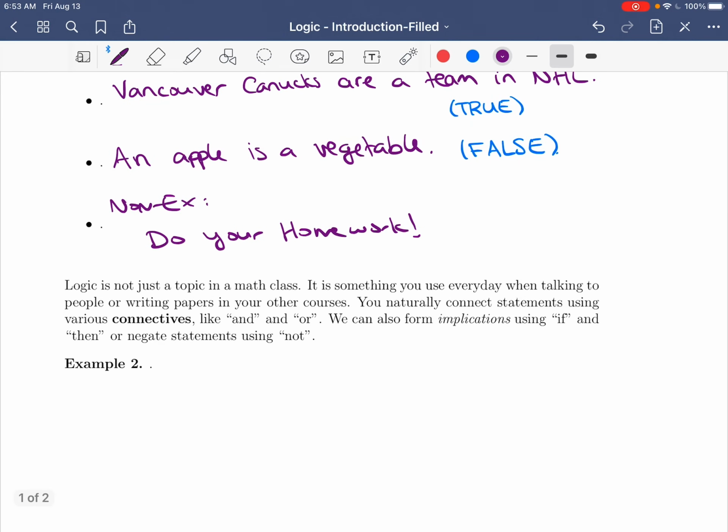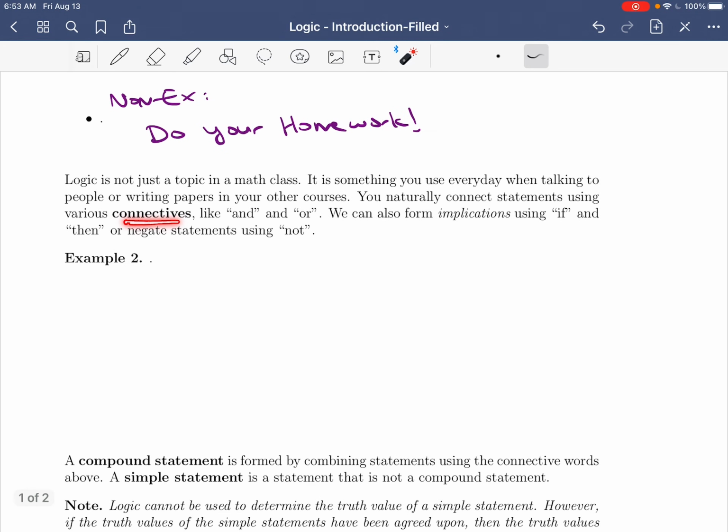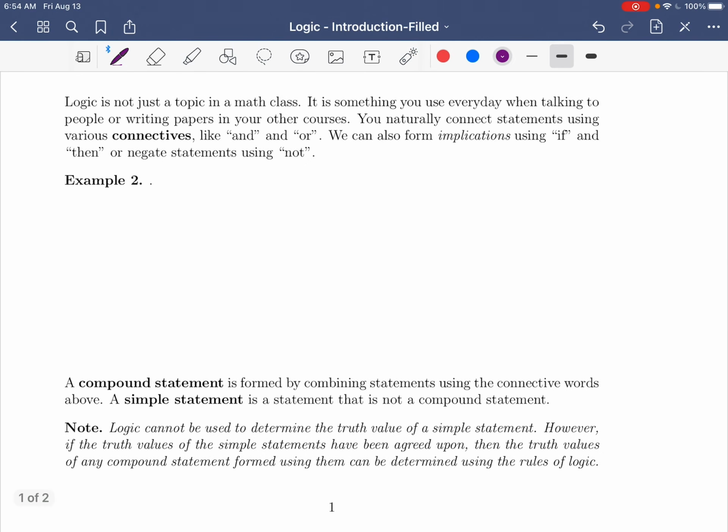Logic is not something that we just use in math class. You use it every day, hopefully accurately or properly. When you're talking to people, especially when you're writing papers, when you're trying to prove a point, you should be using a logical argument. So we naturally connect statements using what we call connectives. The common ones, and and or, come up a lot. Implications we also see a lot, that's if something, then something else. Sometimes we negate statements.